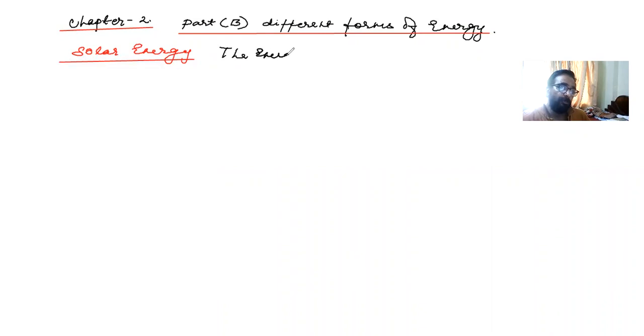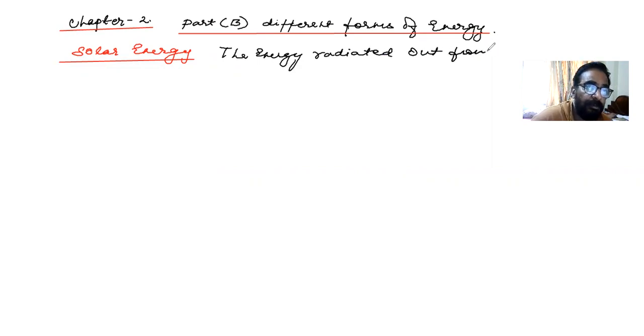The energy radiated out from the sun is called solar energy.